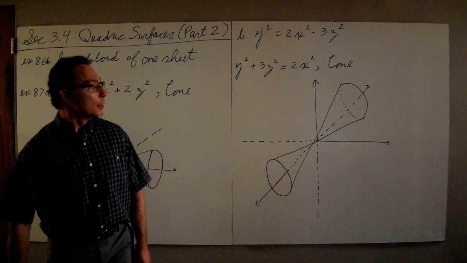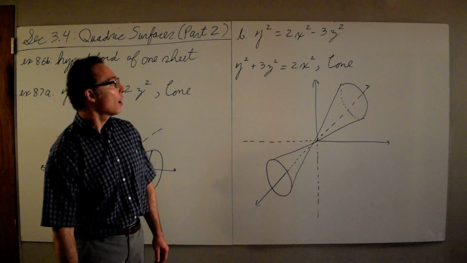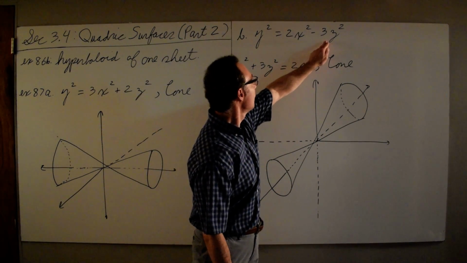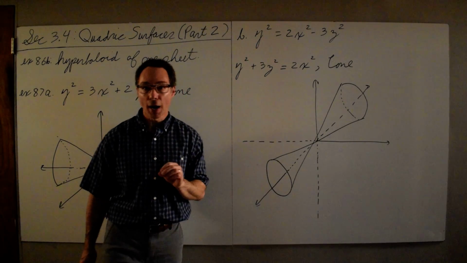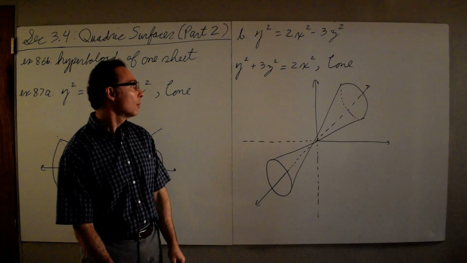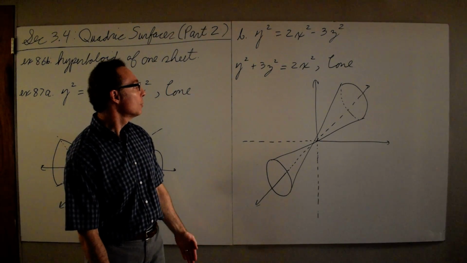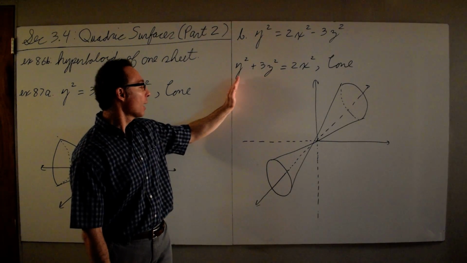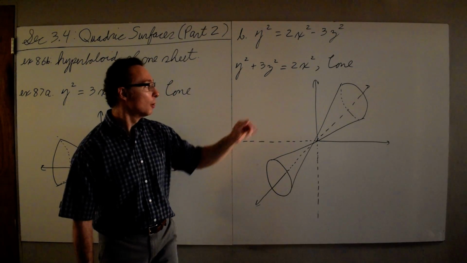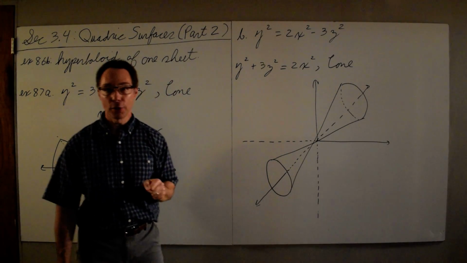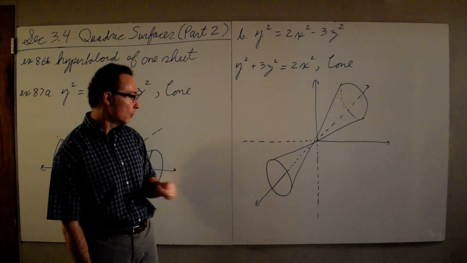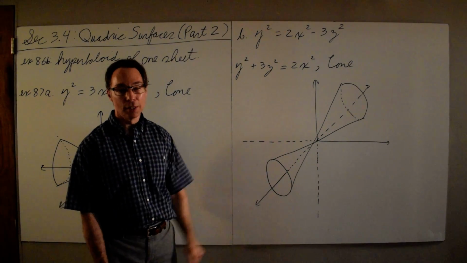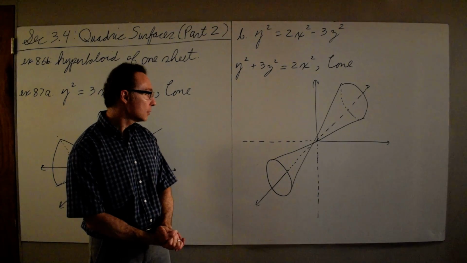Part B is also a cone, but it's a cone in disguise, because we have a quadratic minus a quadratic equal to a quadratic. So what we have to do is manipulate this equation. We simply add 3z squared to both sides. Now we have a quadratic term plus a quadratic term equal to a quadratic term. That is also a cone. Its axis, however, is the x-axis instead of the y-axis or the z-axis.